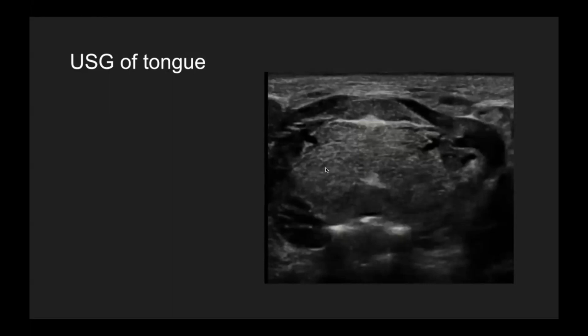When we did the ultrasound, we could see that the muscles are unusually echogenic. This is done from the submandibular approach. These are the mylohyoid muscles, but these muscles, these are the intrinsic muscles of the tongue, which are way too echogenic. Echogenicity should have been like this. They are way too echogenic.